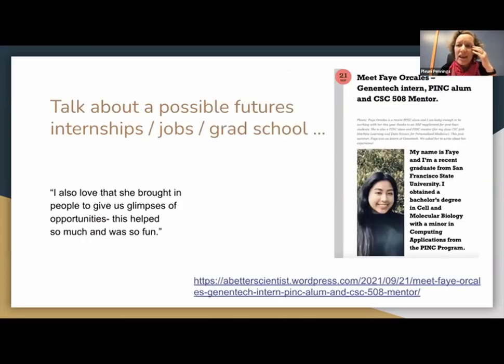And then finally, I try to make sure that students know what they can do with what they're learning. For example, I try to invite speakers who are just a little bit ahead of them. This is one of my former students, and at the time she was an intern at Genentech, and she got that internship in part because of her computational skills. And so I talk about that in my classroom in the hope that it will inspire and motivate some of the students because they know that this could be useful for them.